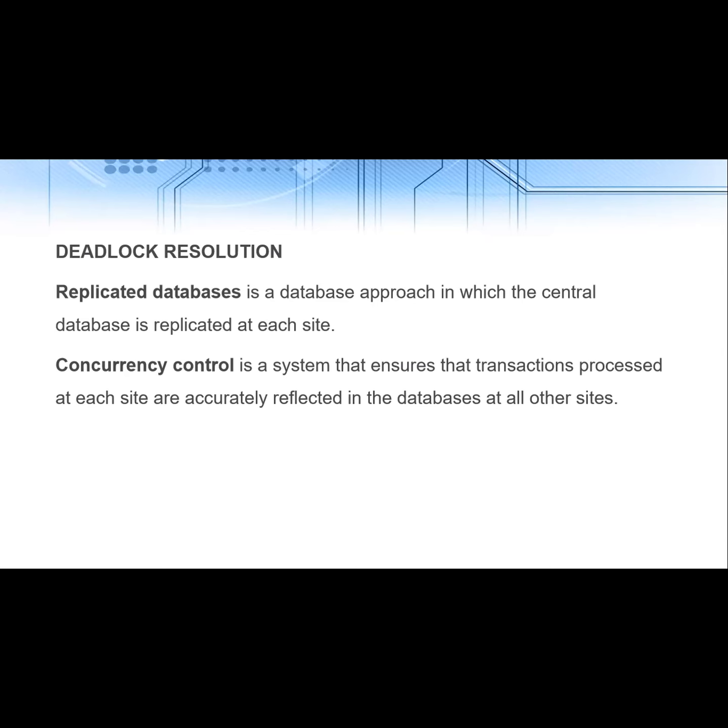The concurrency control is a system that ensures the transaction process at each site are accurately reflected in the database at all other sites. So, di ba, sa distributed, hiwalay na yung mga data natin, ganon. Meron tayo nung concurrency control, which is, ito yung nag-check nung mga sites natin sa mga database, yung mga data, kung accurate ba yung mga data.